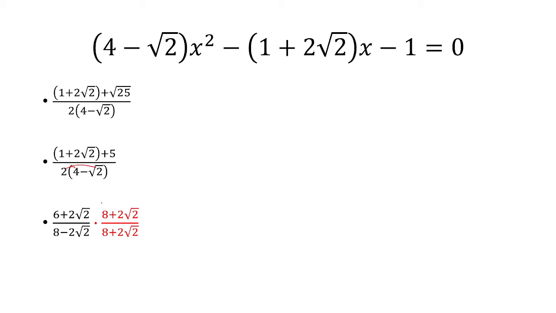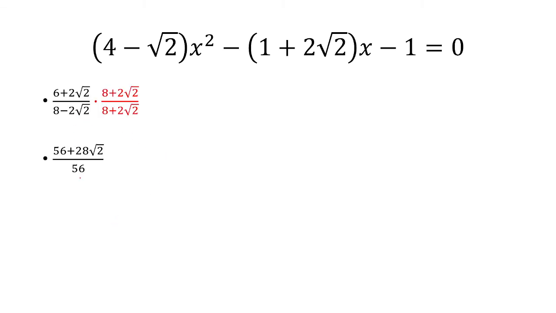And then 2 times negative root 2 is negative 2 root 2. Finally, I'm going to multiply by the conjugate of the denominator. For the conjugate, I change the sign from negative to positive, and then multiply that top and bottom.